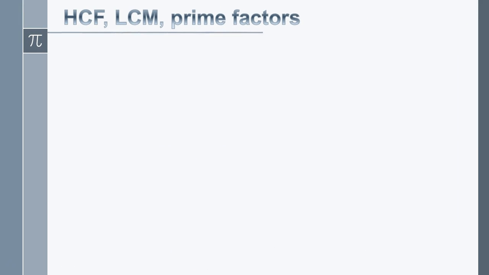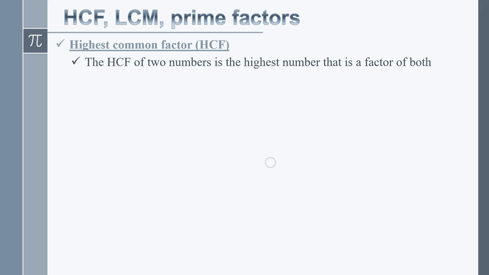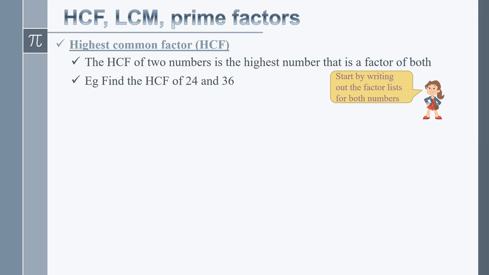Okay. And then finally we're going to finish off with these terms HCF, LCM and prime factors. HCF, highest common factor. And the highest common factor of 2 numbers is the highest number that is a factor of both. And again, let's have a look at an example, because then it's going to make a lot more sense. So we want the highest common factor of 24 and 36. So first thing to do is to write out our lists of factors of those 2 numbers. And then we can start looking at the 2 lists and doing a bit of comparing.